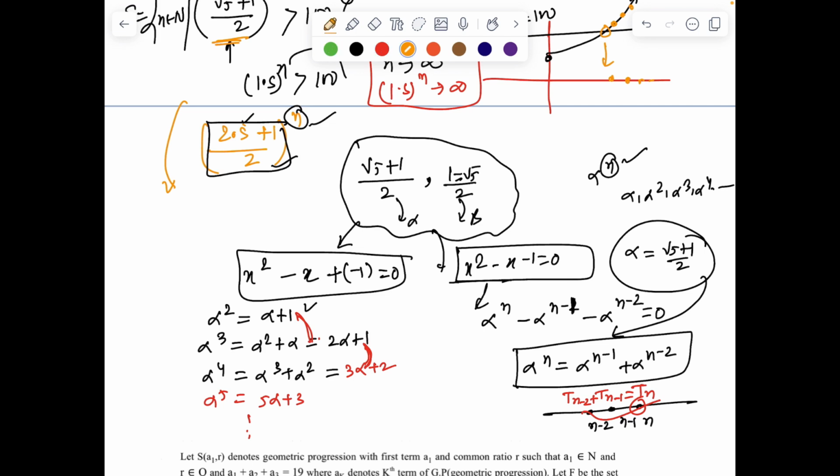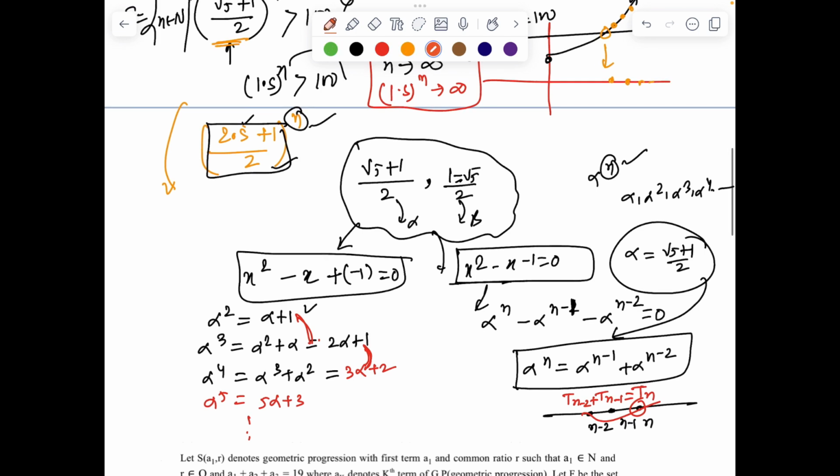Now from here, if you experiment, you can go to let's say alpha 6, alpha 7, alpha 8, alpha 9, alpha 10, alpha 11. So you have to see at what junction alpha to the power n crosses 100. So let's take, for example, alpha 6, I'll get 8 alpha plus 5. Okay. So alpha 6 value is 8 times alpha, where alpha is root 5 plus 1 by 2, and plus 5. If I have to check, this is alpha 6 actually. So you have to check for n equal to 6, is it crossing 100? So let's assume it crosses 100.